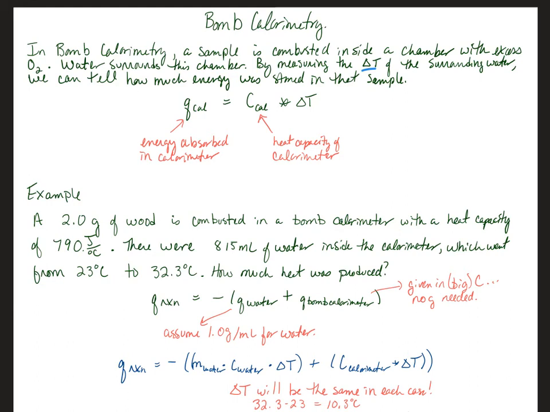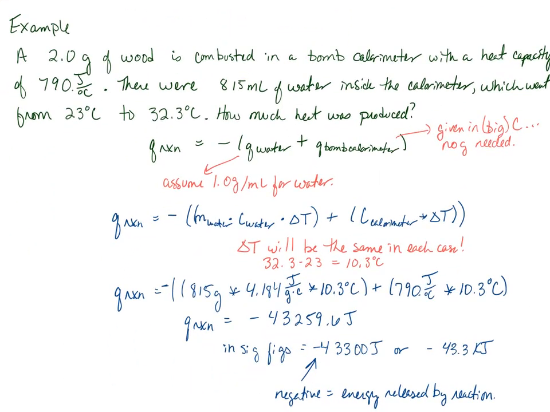So here's our equation. We could say that Q of whatever heat you have is from the calorimeter and the change in temperature. But we also have to keep in mind that there's water there. So we have to add the heat from the calorimeter and the heat from the water together to get the Q of the reaction.